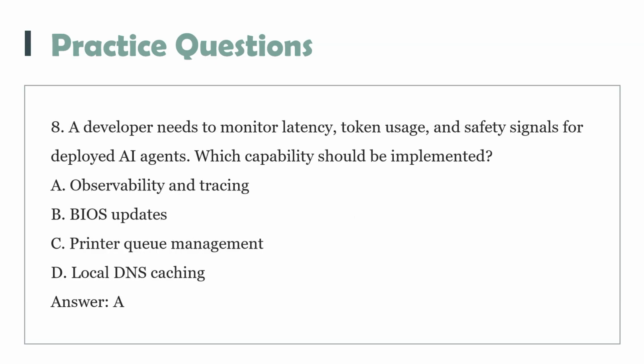8. A developer needs to monitor latency, token usage, and safety signals for deployed AI agents. Which capability should be implemented? A. Observability and tracing. B. BIOS updates. C. Printer queue management. D. Local DNS caching. Answer: A.